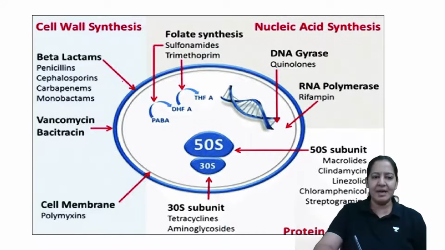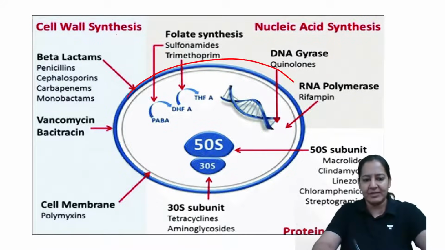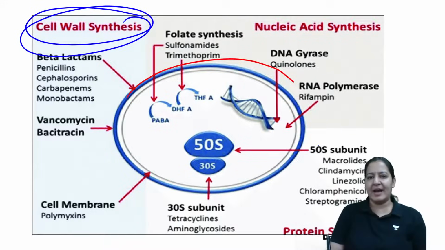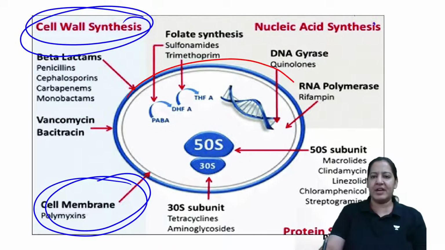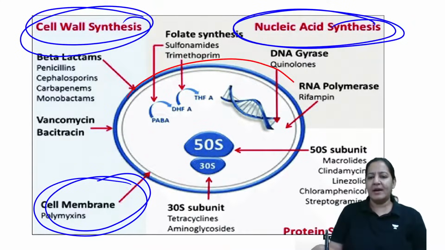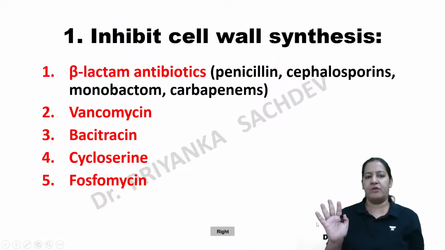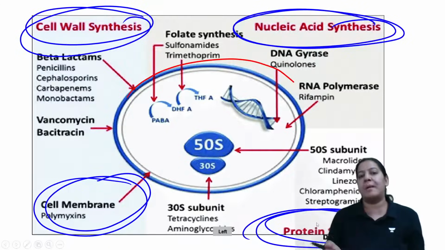The same diagram is drawn in front of you. Here also you can see there are some antibiotics which are acting on the cell wall. See here. They are acting on the cell wall. There are some antibiotics which are acting on the cell membrane. There are some antibiotics which act on nucleic acid synthesis, and there are some antibiotics which act on protein synthesis, that is on the ribosome. The four categories are in front of you. Now it's important to learn the list of the antibiotics.